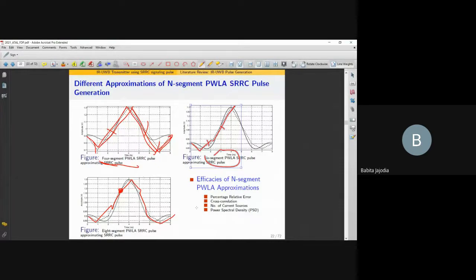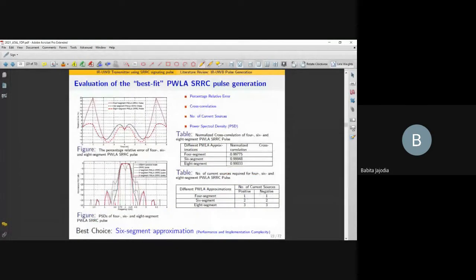And making it complex, right? But to check, we can't judge which one is best based on the visualization. So we try to take different parameters, and based on this we will find it out. The most important is the power spectral density. When you take the real SRRC, the power spectral density of that should not be compromised when you take the approximated one. So we tried to plot the relative error of different things so we could find it out.